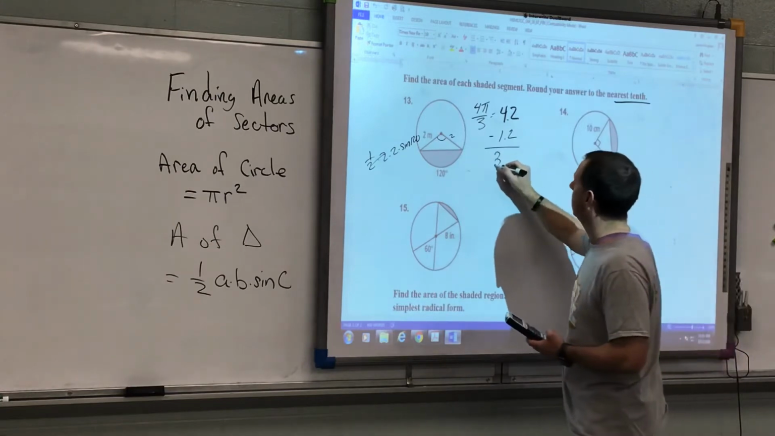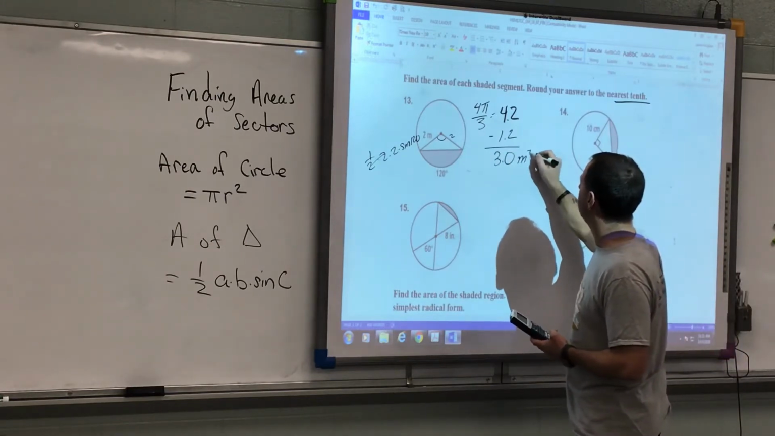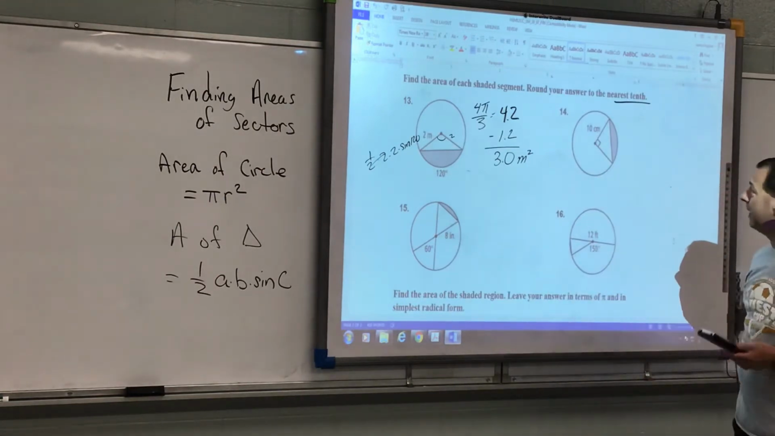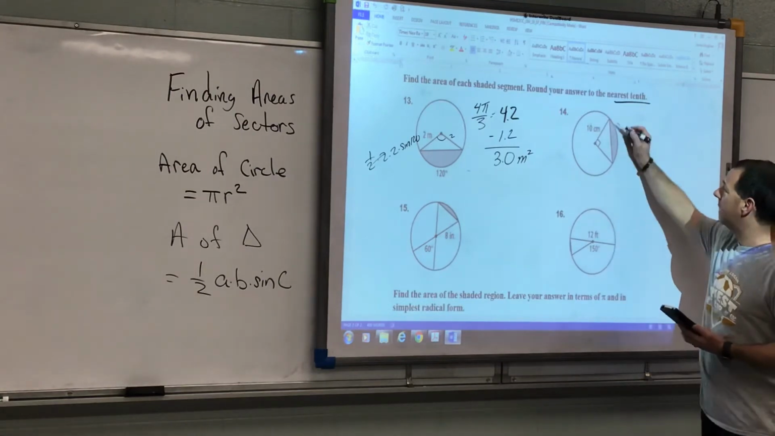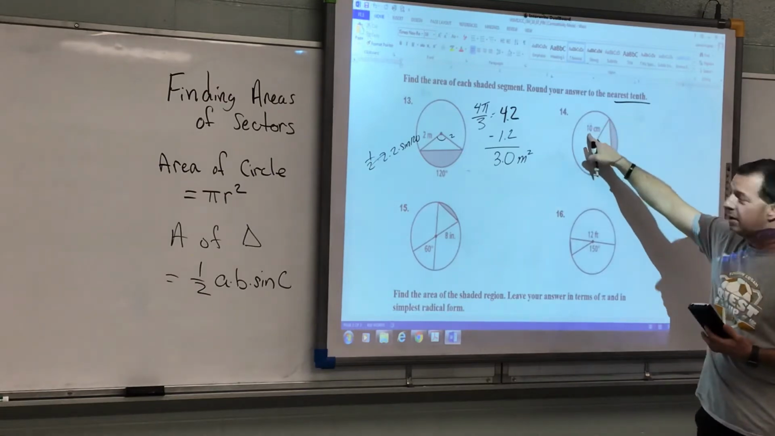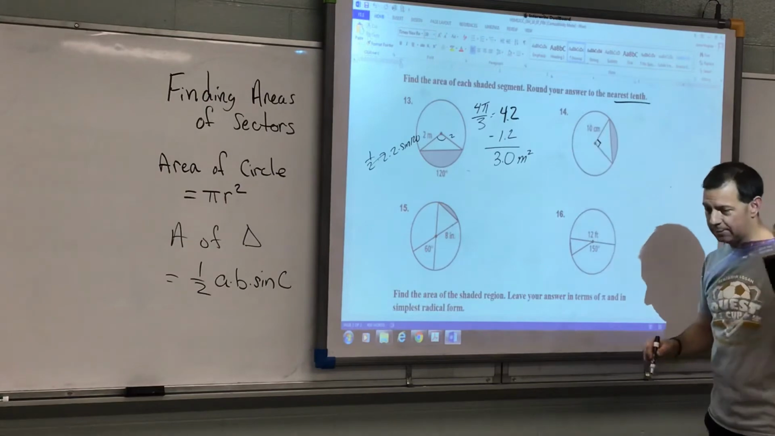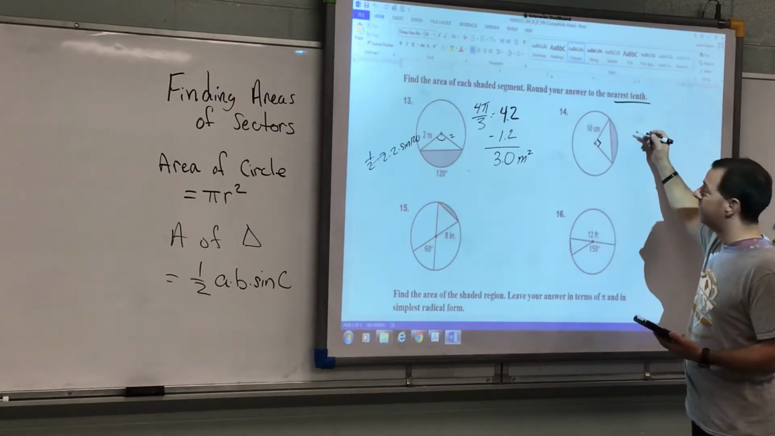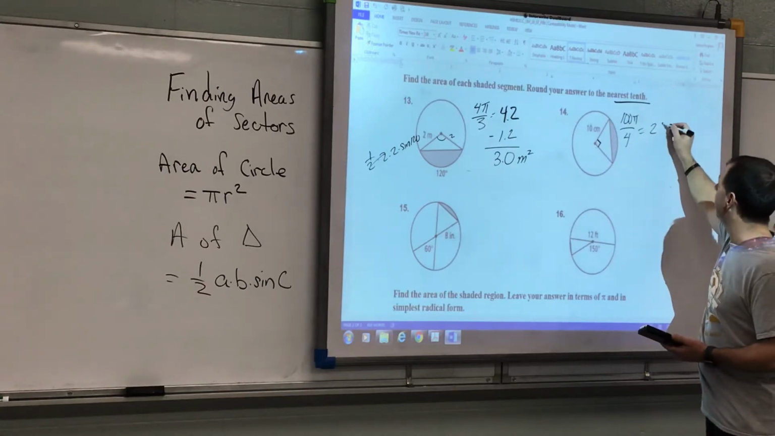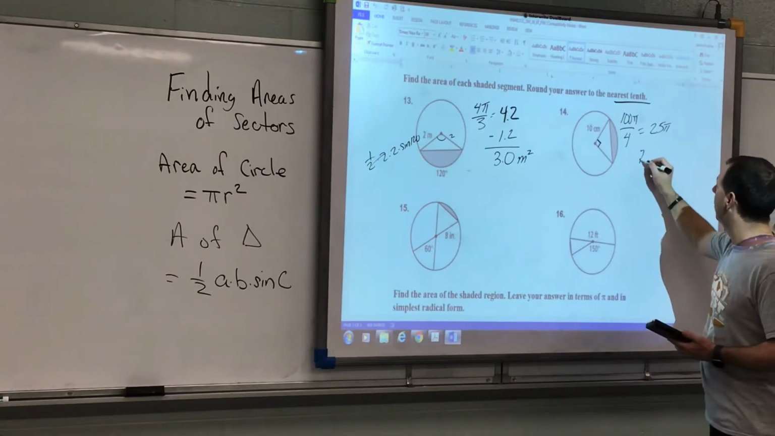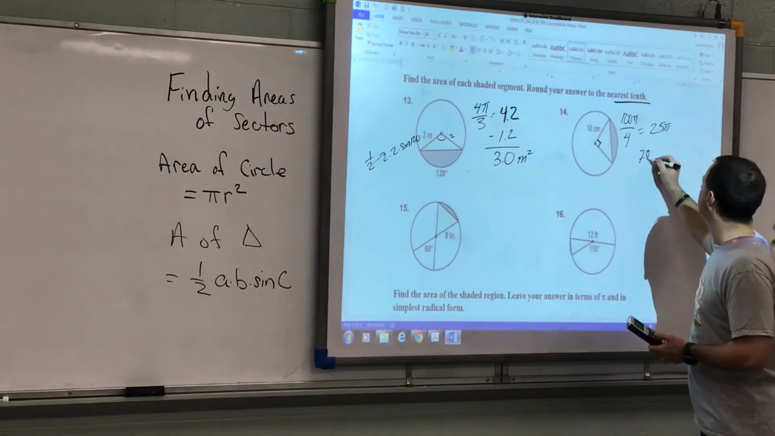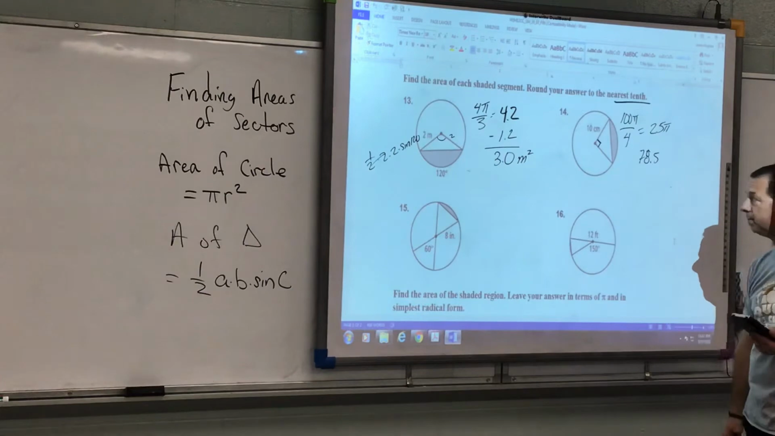So if I subtract these, I get 3.0, looks like it's in meters, and there is my area of the shaded region. Yay! To find the next one, number 14, again, we have a 90, we have a right angle, so therefore this is 1/4 of the circle. Radius is 10, so radius squared times pi. Area of the circle is 100 pi. I've got 1/4 of it, so therefore 25 pi, 78.5. There's your area of the sector.